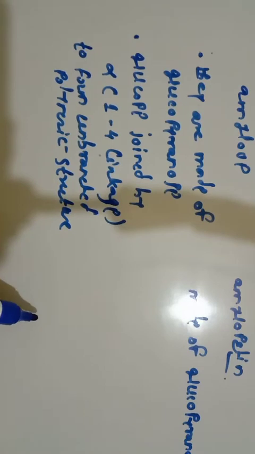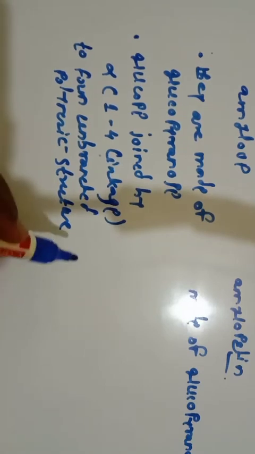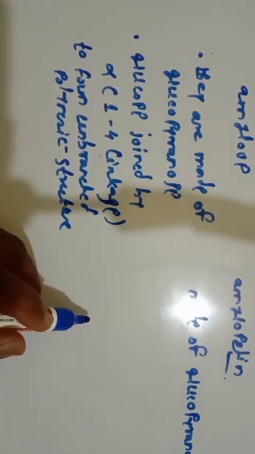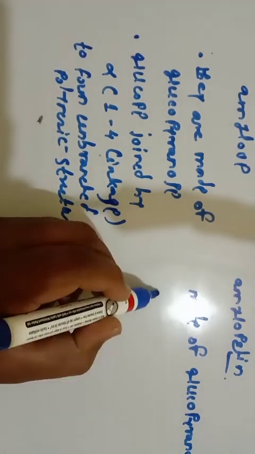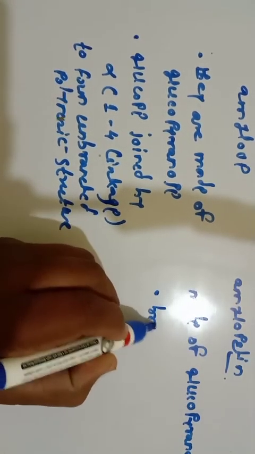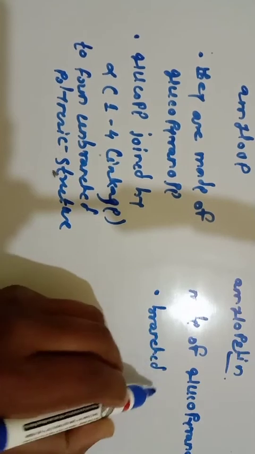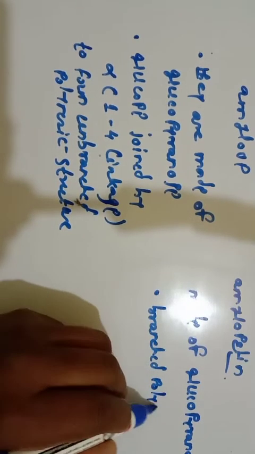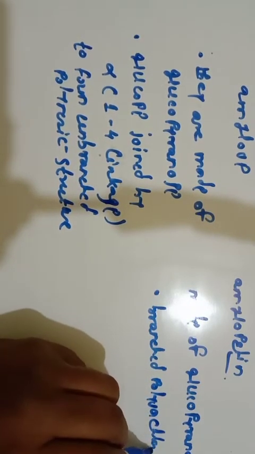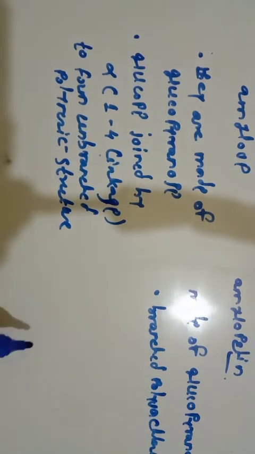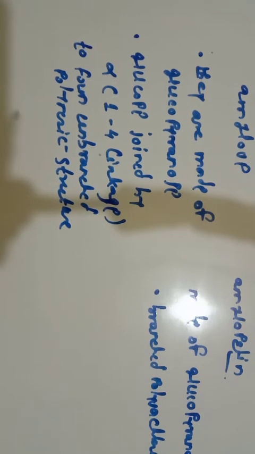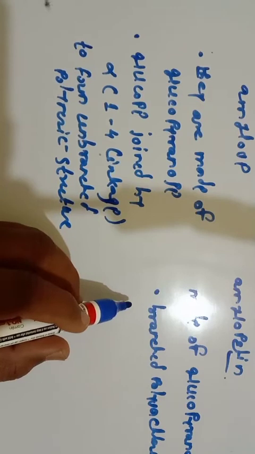as amylose. Okay. But if you consider this amylopectin, it is a branched polysaccharide. This is your branched polysaccharide. So this is the linear sequence and this is your branched sequence.